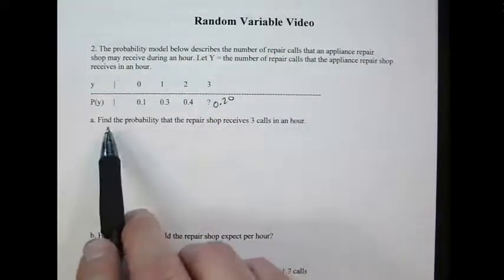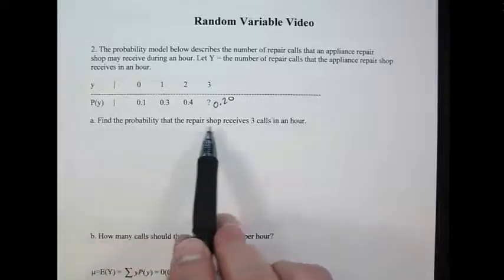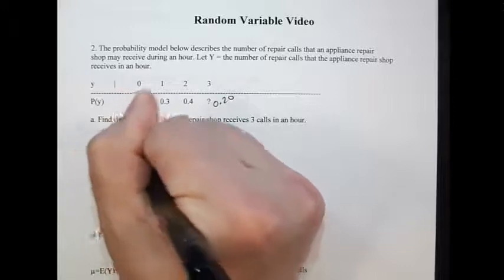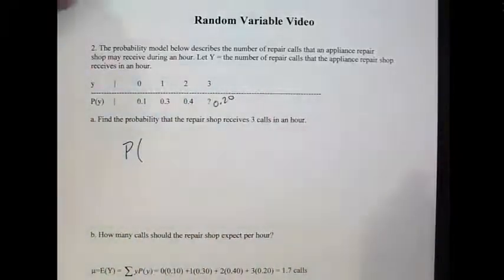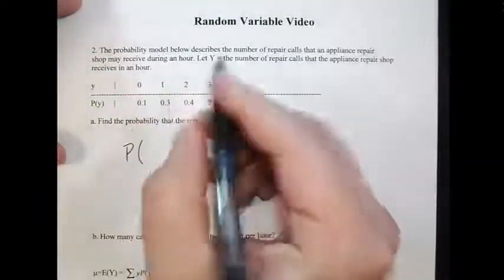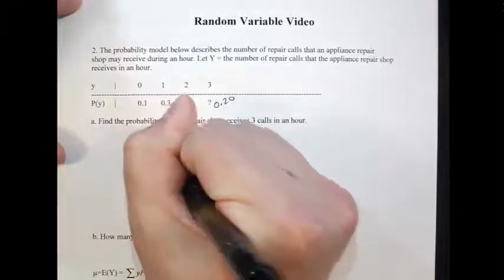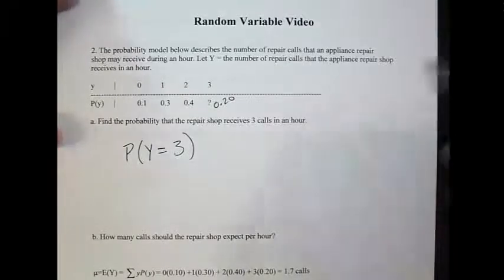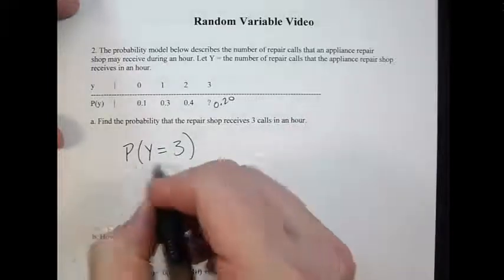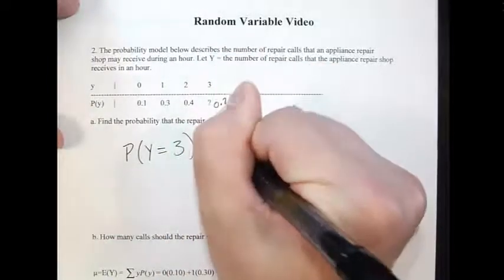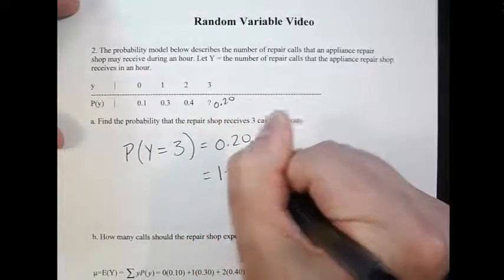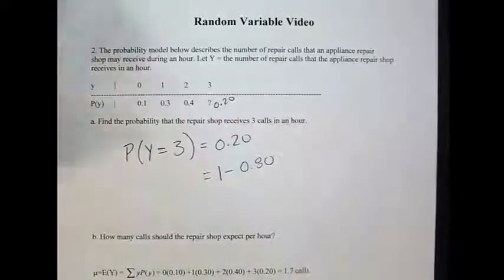And oh look, the very first question, find the probability that the repair shop receives 3 calls in an hour. Notice our new type of notation here: y is the random variable, y equals 3. Again, shortcut notation, which I could also, of course, just write out as the full sentence, but y equals 3 is the shortcut notation, which is 20%. And if you want to do the calculation, 1 minus 80% as well.